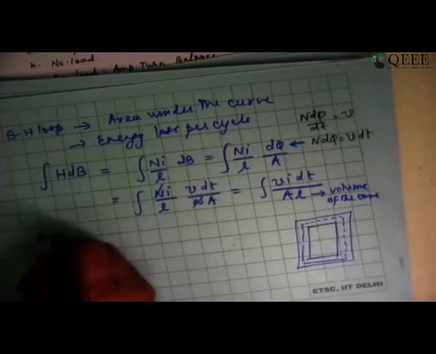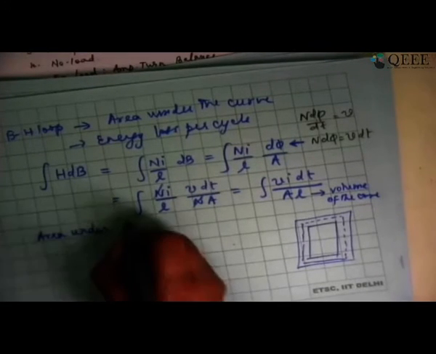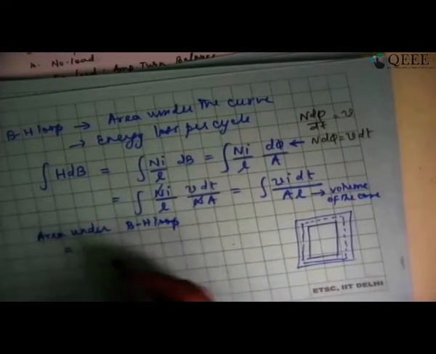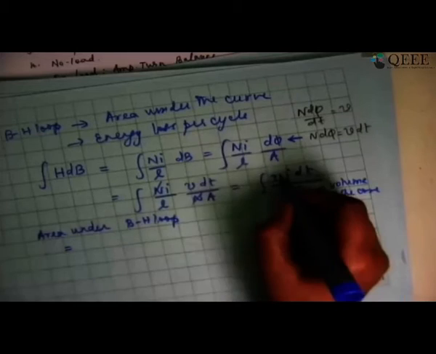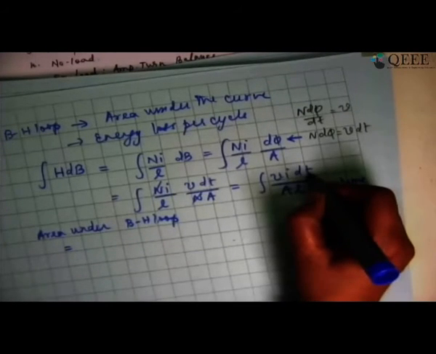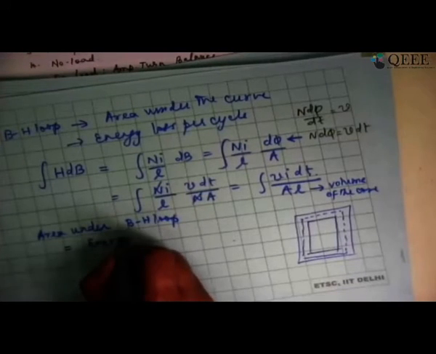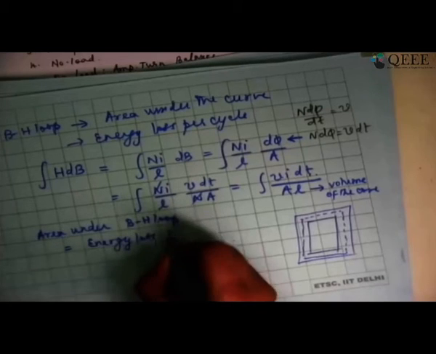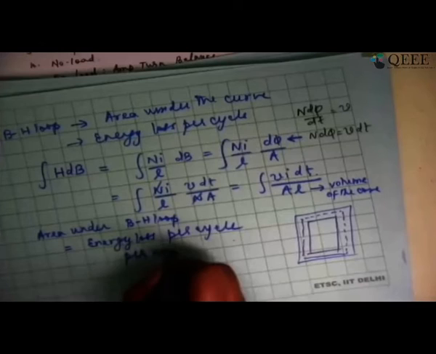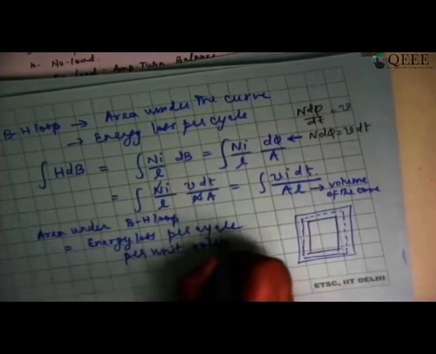So I can say the area under the BH loop will give me the power loss. V i is power loss, and I am integrating it over time, so it is essentially energy loss. So I should say energy loss per cycle per unit volume.